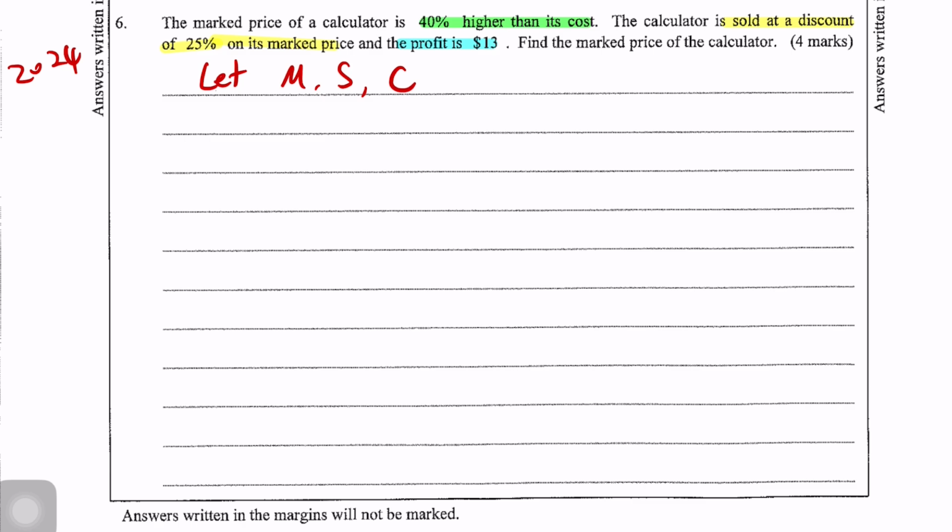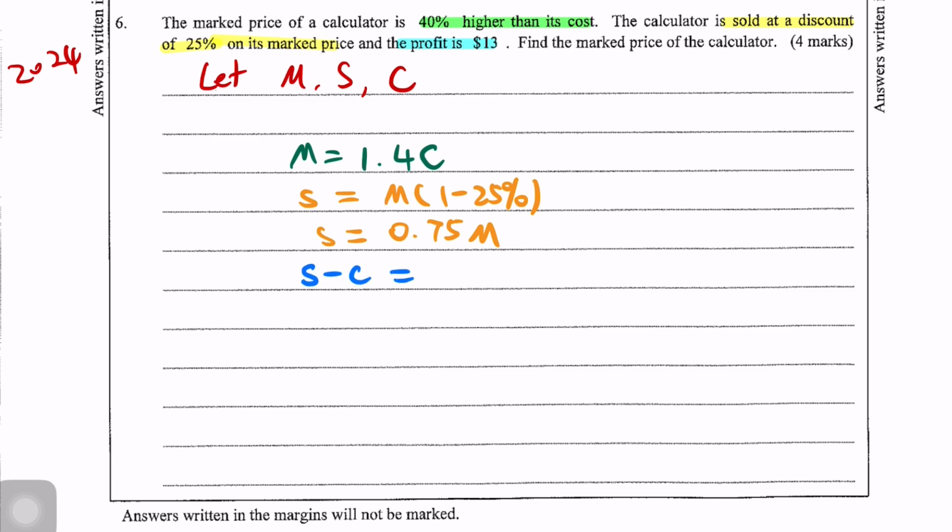Okay, the first sentence tells you that the mark price is higher than the cost, so m equals 1.4c. I just skip a step, the 1 plus 40%, and directly write the simplified format. Then, with a discount of 25% on its mark price, the selling price s equals m minus 25% of m. And then the profit is 13. Simplify it, always remember to simplify. So s minus c equals 13, okay? You can see we have 3 equations, 3 unknowns, very easy to solve.